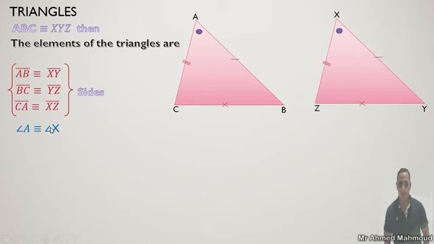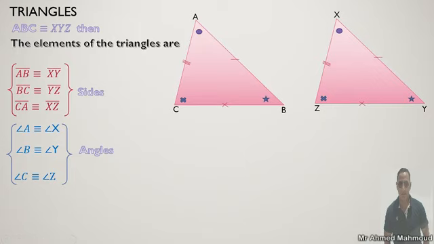Now I mentioned three elements. Next, the fourth element, angle A with angle X. The fifth element, angle B with angle Y. The sixth element, angle C with angle Z. Then these are called the angles. Then what's the meaning of the elements of the triangle? The elements of the triangle means the sides and the angles. That means the triangle contains how many elements? It contains 6 elements.